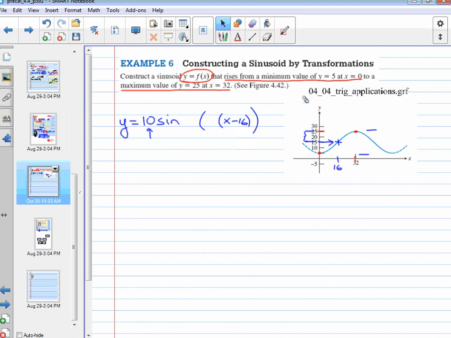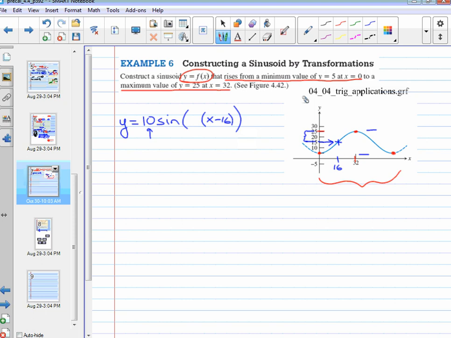Now, I can slide it. Did I have a period change? Yes, I did. I had some sort of period change. From here all the way to here, that's one full period. What's the distance from here to here? It's double the distance from the maximum to the minimum. 32 here, another 32 there. 64 is the length of my period.